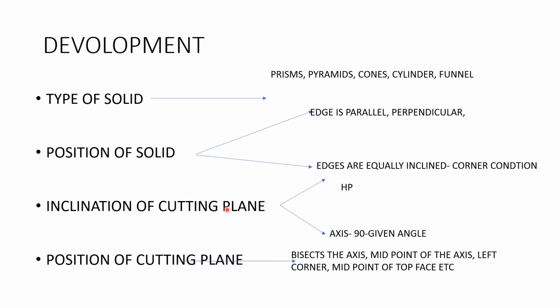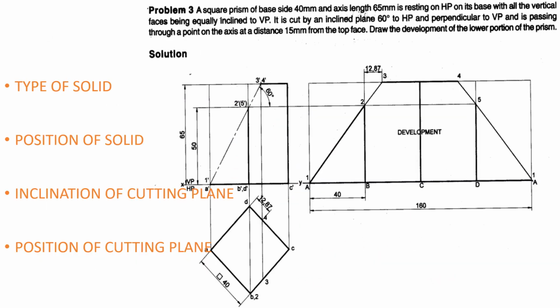Okay, they will say the cutting plane bisects the axis, or it passes through the mid of the axis, or it passes through the left corner of the rectangular prism, or it passes through the midpoint of the top face, either side of the top face, or maybe 30 millimeter from the vertex or apex, or 30 millimeter from the base, like that. We need to identify how exactly it goes. So just to know how we can identify these things.